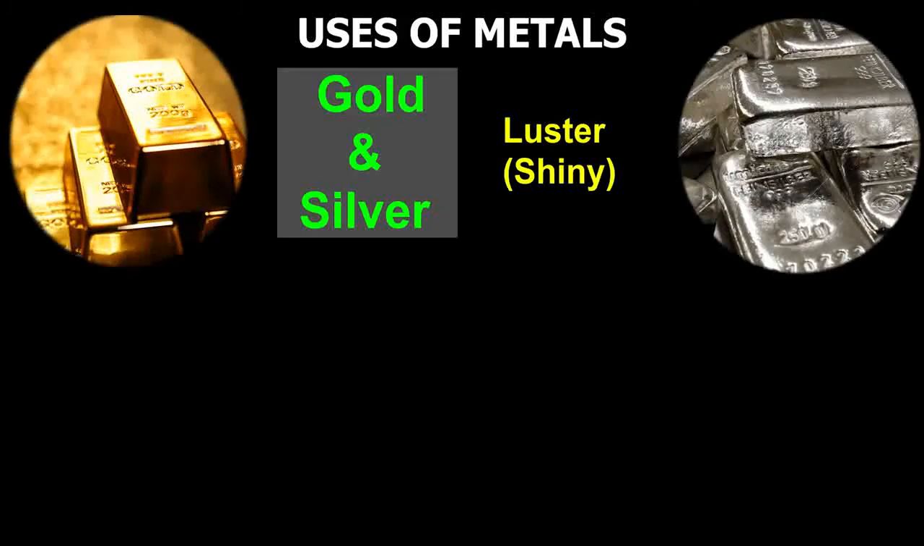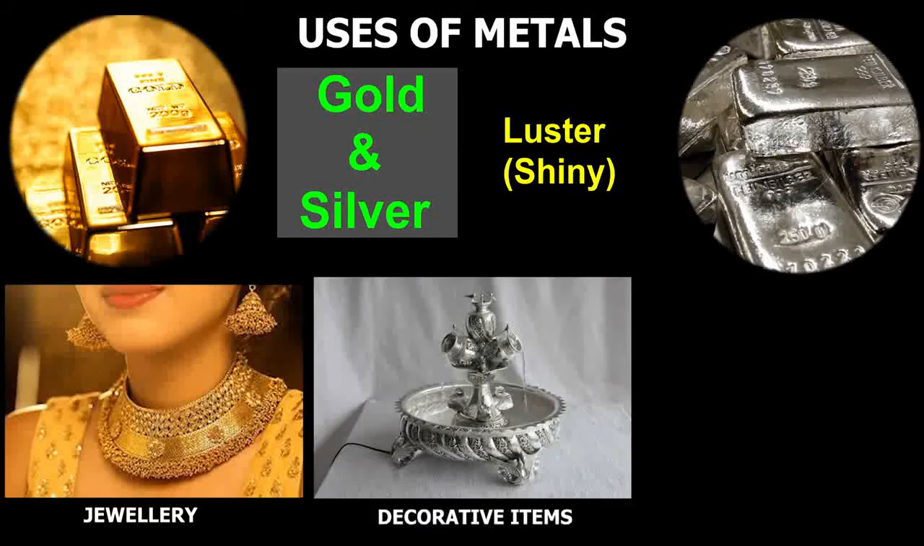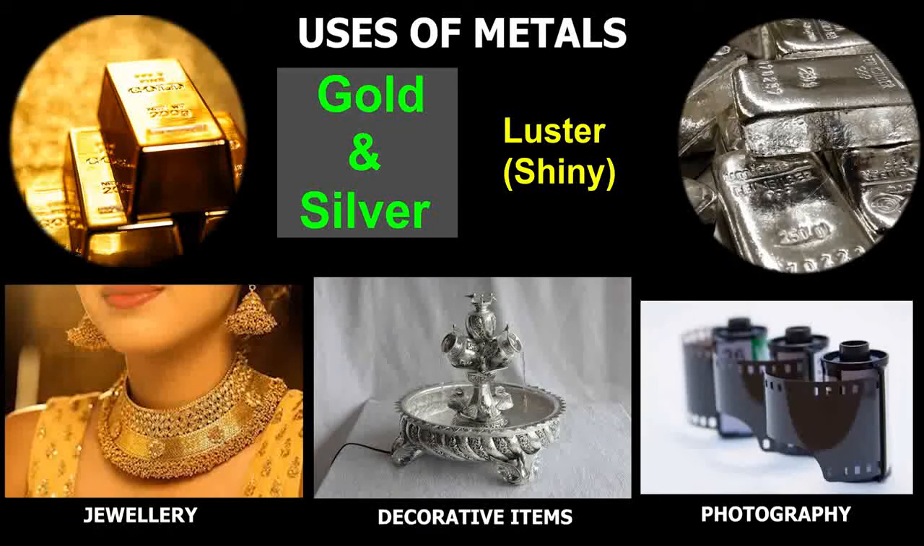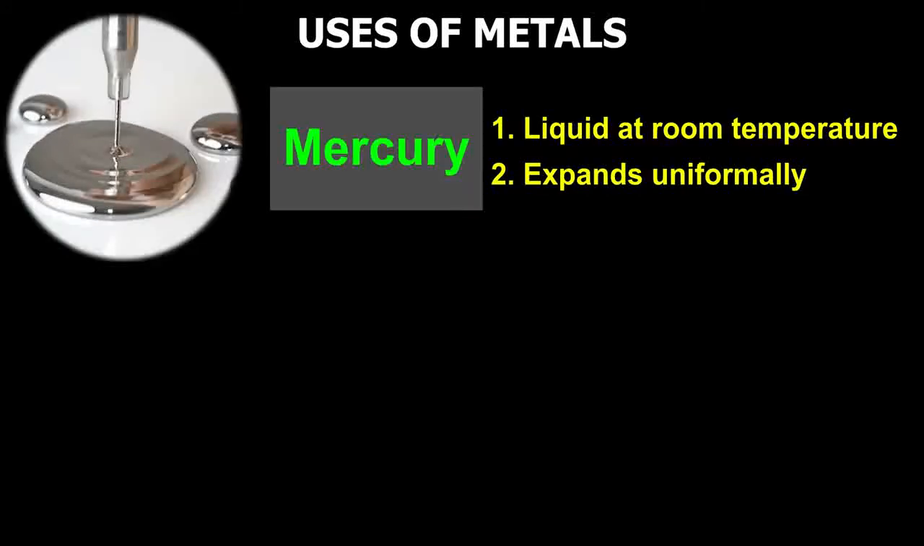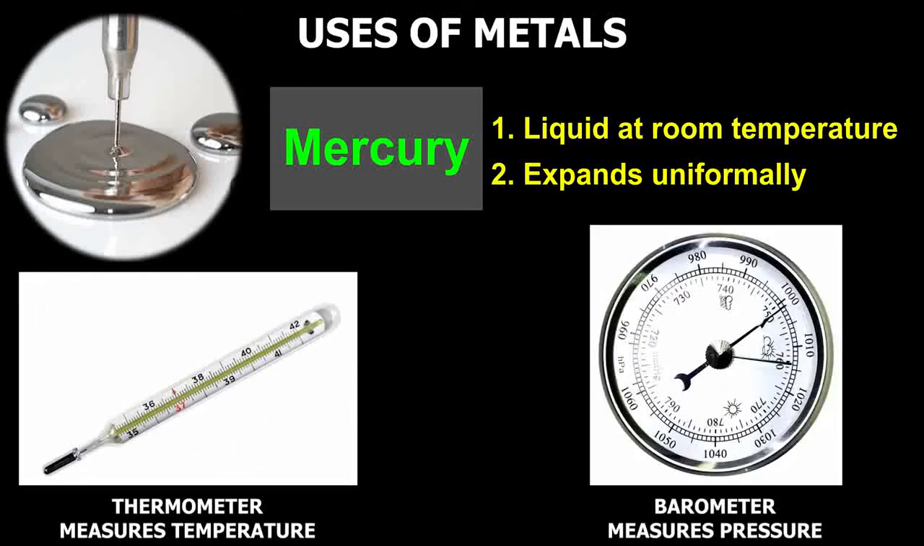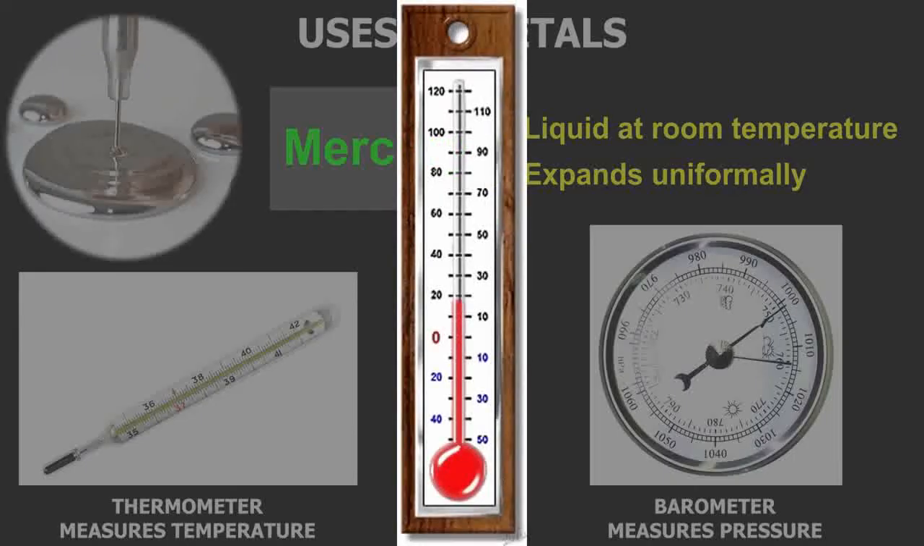Silver and gold are lustrous metals and thus used in making jewelry, decorative items, and photography. Mercury is liquid at room temperature and expands uniformly with the rise in temperature. This property makes it useful in the thermometer and barometer. A thermometer is used in measuring temperature whereas a barometer is used in measuring atmospheric pressure. When temperature or pressure rises, mercury expands and rises in the thermometer or barometer.